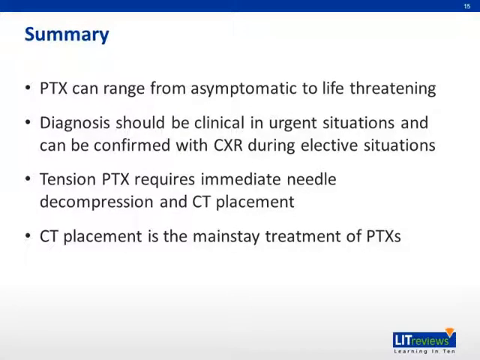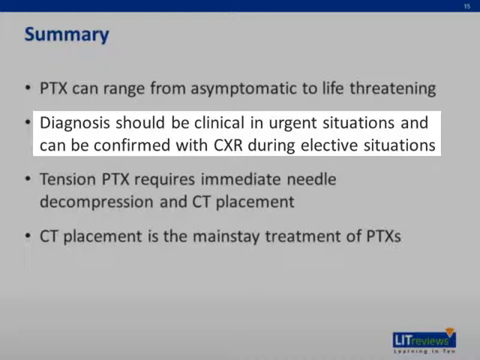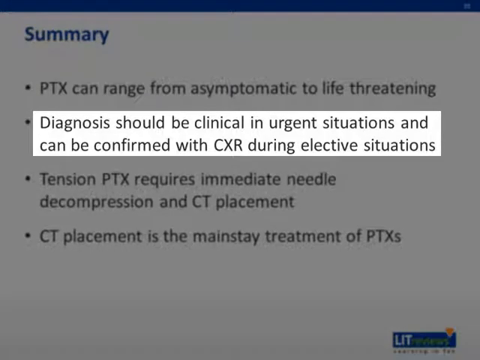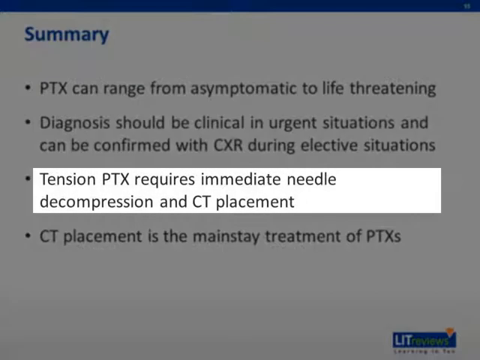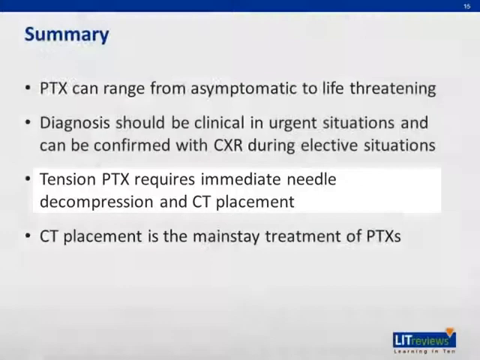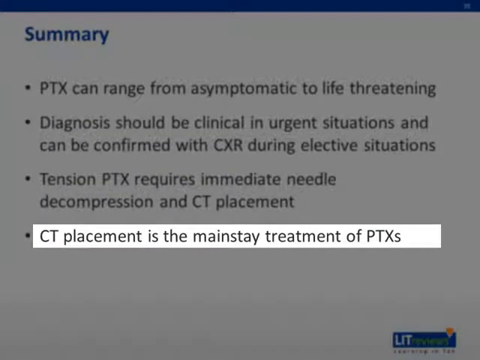In summary, pneumothorax can have a wide range of presentations ranging from asymptomatic to life-threatening. In urgent situations, the diagnosis of pneumothorax should be done clinically, and this can be confirmed with a chest X-ray during elective settings. Tension pneumothorax requires immediate needle decompression and chest tube placement. And lastly, chest tube placement or tube thoracostomy is the mainstay of treatment for pneumothorax.